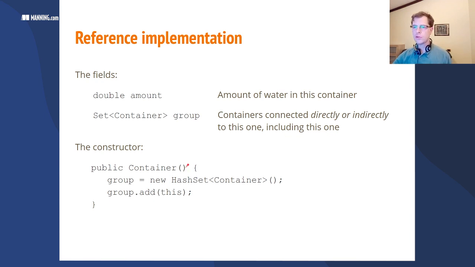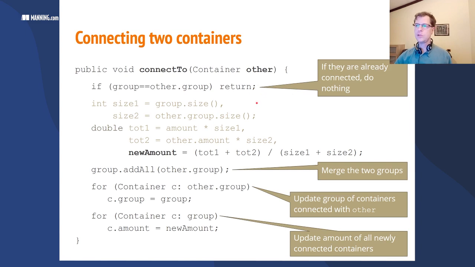Let's have a quick look at the constructor, for example. Whenever I build a new empty container, I will equip it with an empty set of containers as its group, and then I will add this container to its group. So this set of containers starts with a single element inside, which is the container itself. Sorry, this is going to be probably the most boring slide in the presentation, so bear with me for 30 seconds and I'll try not to show any long block of code anymore after this one.